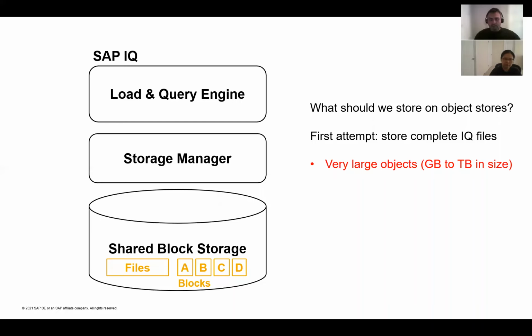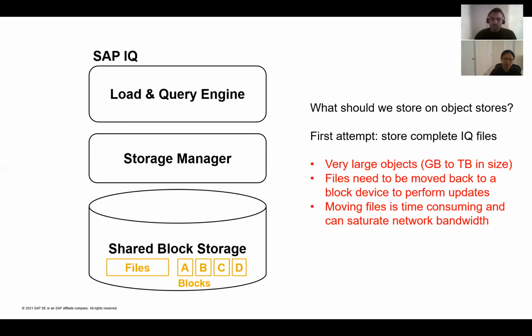We cannot make updates. What this meant is that if we needed to make updates to the files, we needed to move the file back to a block storage device in order to make updates to it. And this operation of moving the files back and forth between shared block storage device and object stores is time consuming and can saturate the network.